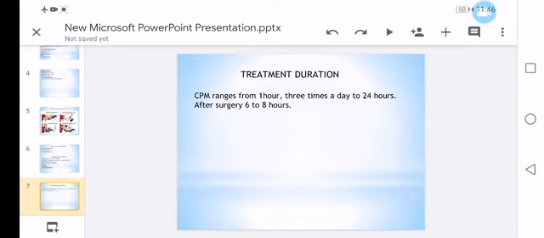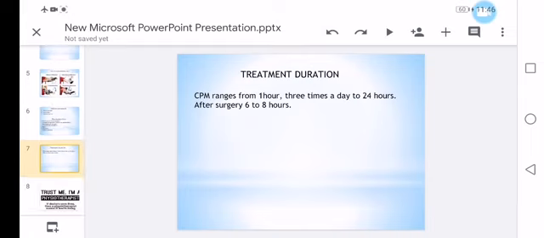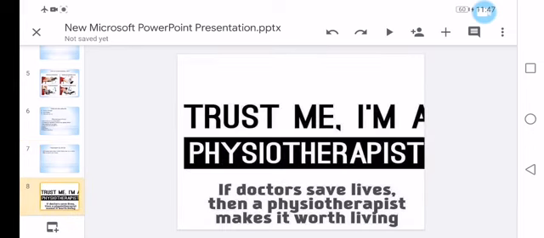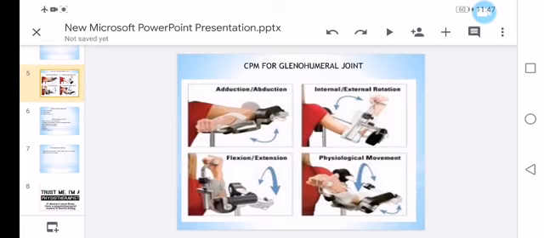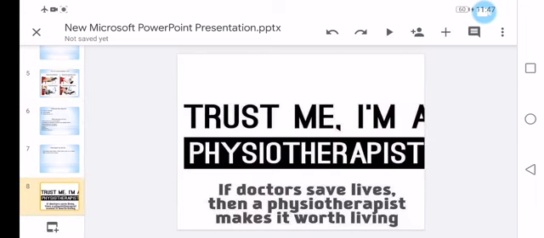Next, treatment duration. CPM ranges from 1 hour 3 times a day to 24 hours. After surgery, 6 to 8 hours. This is the treatment duration to be considered and followed. When it is asked as a 5-mark question, it is easy to write. And make sure you draw a rough diagram to be understandable, showing flexion, extension, abduction, adduction and rotations.